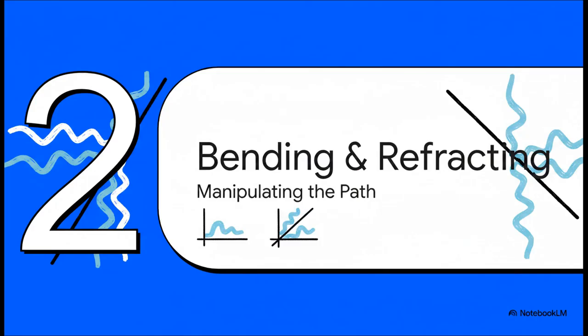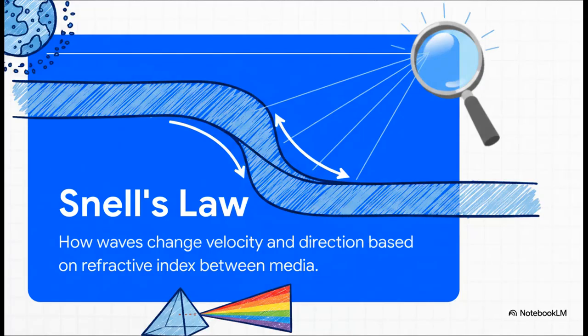Moving right along to Section 2, bending, bouncing, and refracting. Because we have to ask, what happens when these waves hit a boundary? Well, they don't just stop, they interact. And that brings us to the absolutely crucial concepts of reflection and refraction. So let's talk about Snell's law. This is the physical principle that mathematically governs how waves bend.